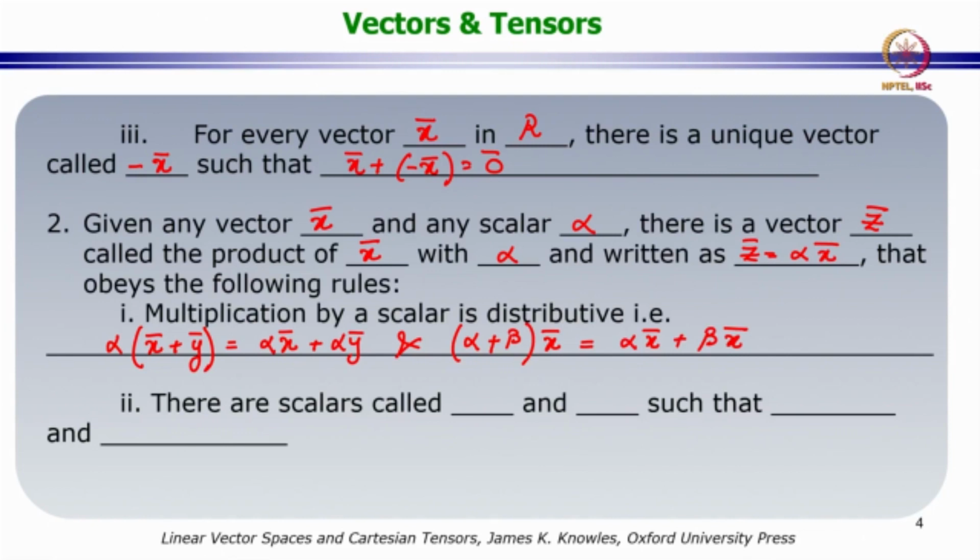Now a couple more things: we will define two important scalars for ourselves. There are scalars called 0 and 1, such that when I multiply 0 into x bar, I get my null vector, and when I multiply 1 with my vector, I get the same vector back. This way I am able to end up getting the rules for my vector space. So this sets up the rules that are required for defining something called a vector space.